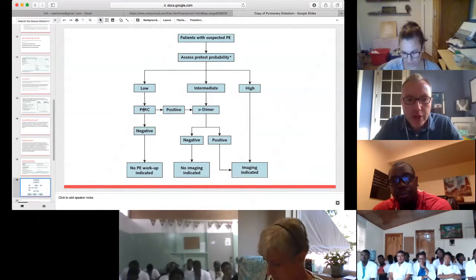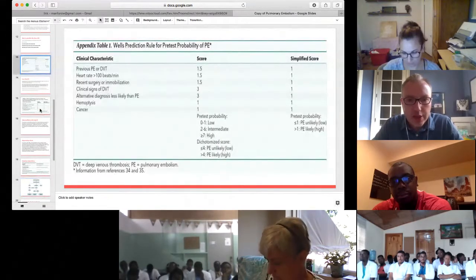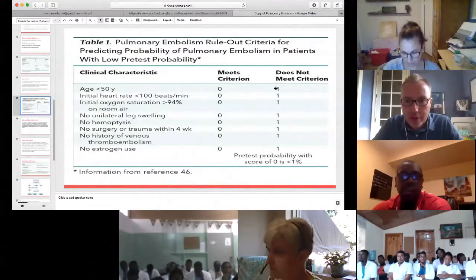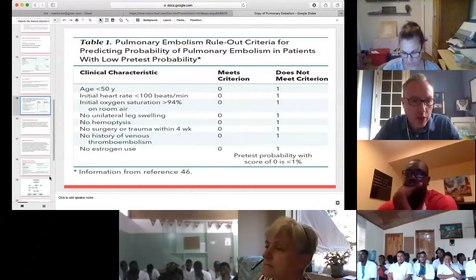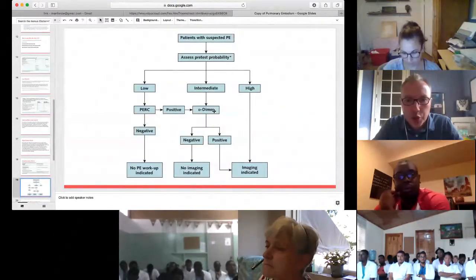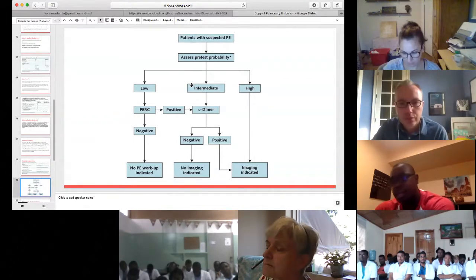Or they do have some criteria in this category. They'll have some criteria in this category here, in which case we'll treat them more like an intermediate risk patient.